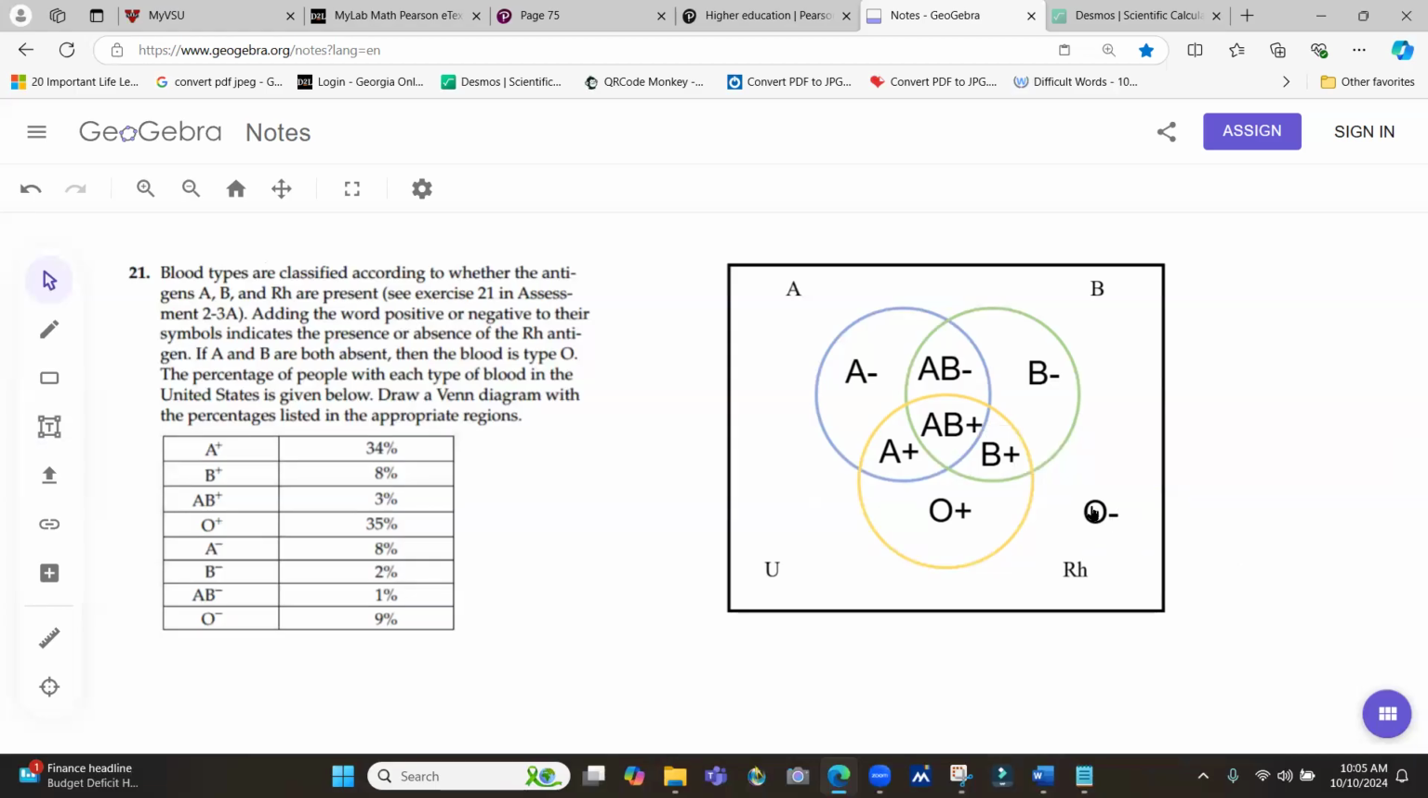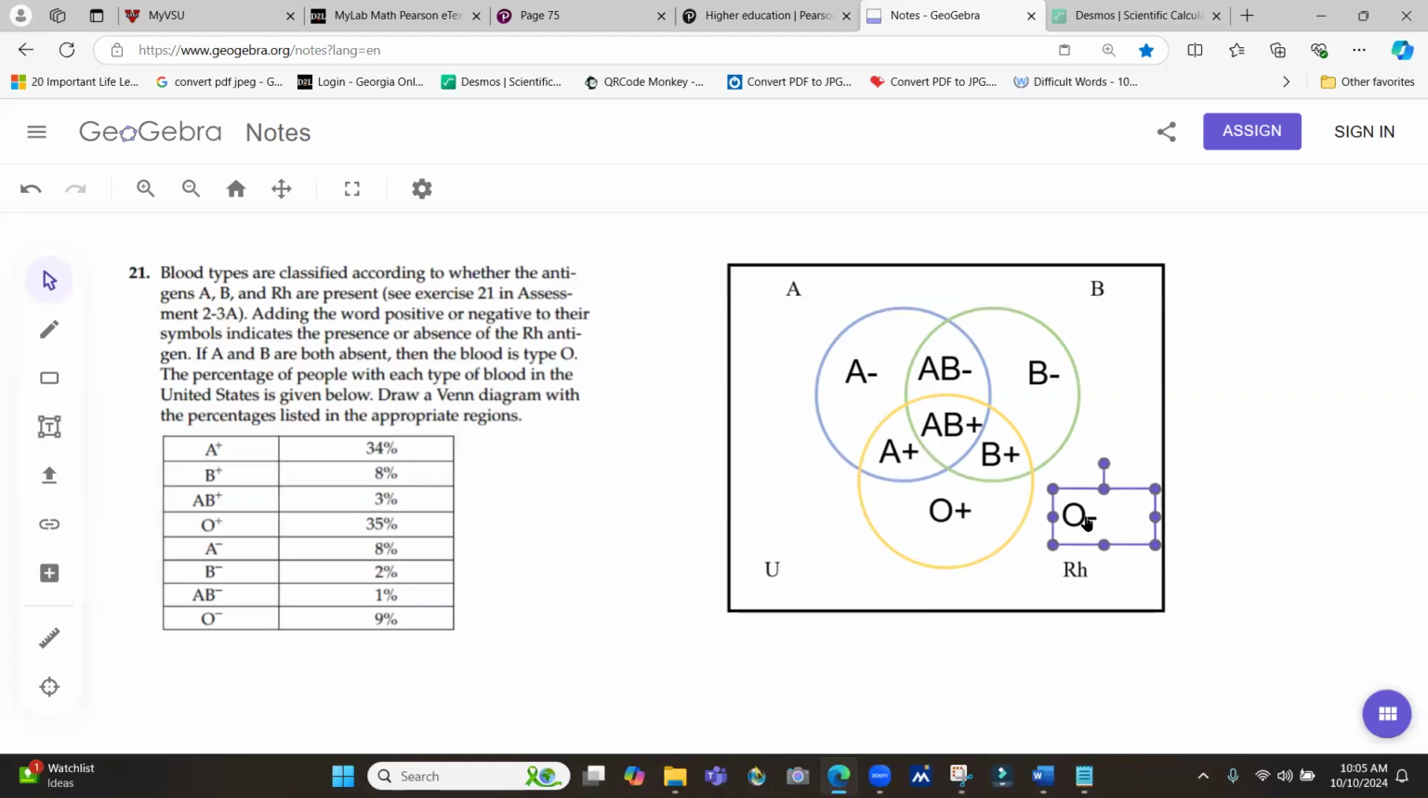So they put O. O means you don't have antigen A or B. You don't have O; O is just a placeholder when you don't have antigen A and B. Why is it minus? Because it's outside the yellow circle.